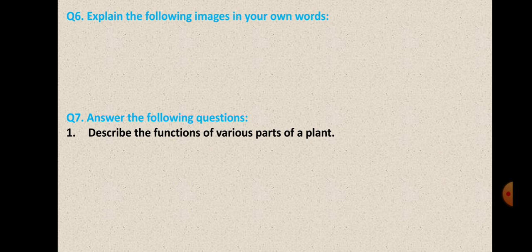Now students, we have finished with the fourth question, right? Now I have directly come to the sixth question. Can you tell me why? Yes, because the fifth question will be given to you in the printed form. It is not given in the textbook, and we will be giving you the printed answer directly. So now the sixth one is explain the following images in your own words. Okay.